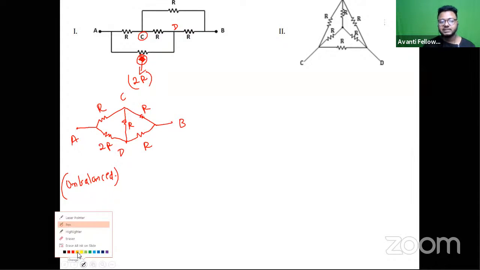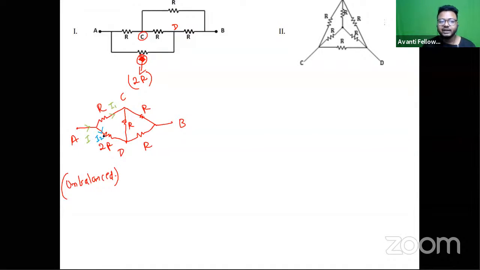If you want to find how much current is flowing, you cannot directly tell the equivalent resistance over here, since it is an unbalanced bridge, so you need to use KVL. So you need to divide the current. Suppose the current I is going from here. So here I1 is going, I'm changing the color, guys, and here I2 is going.